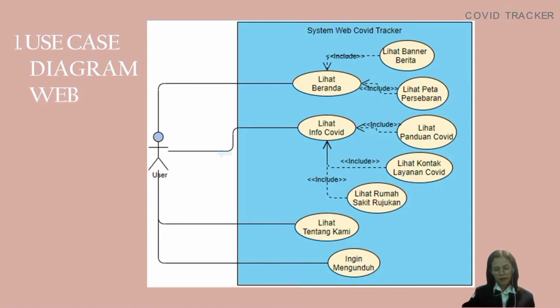Like this for use case Lihat Panduan COVID and others, which inputs use case Lihat Info COVID. The important thing to know in this web use case diagram is that there will also be 9 flowcharts that explain details about each of these features.